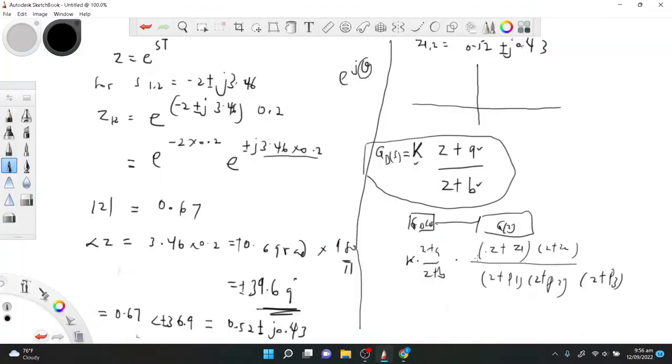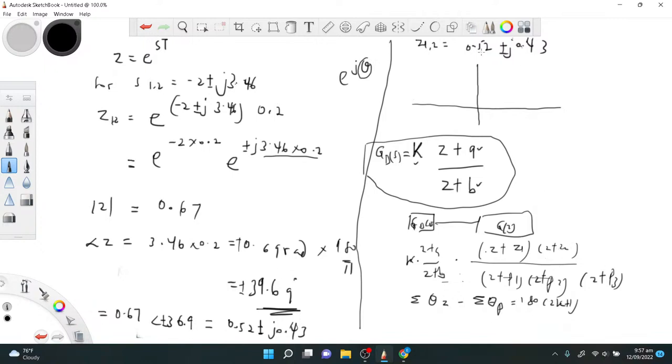For this system, for stability, the overall angle, because they are complex numbers, is given by the sum of the angles of the zeros, minus the sum of the angles of the poles. These should be equal to an odd multiple of 180 for it to be in the stable region. So now here's the idea.